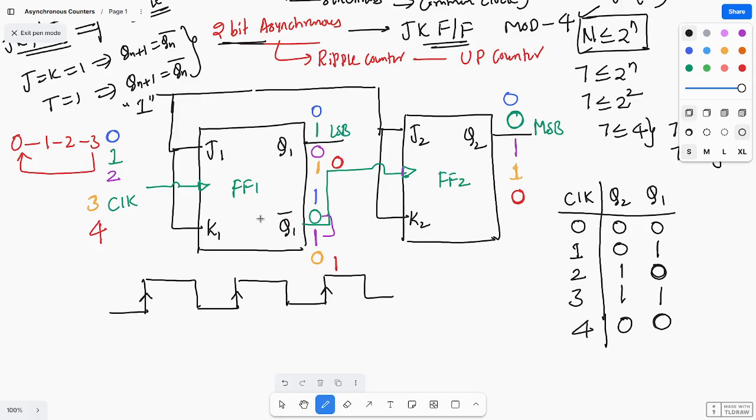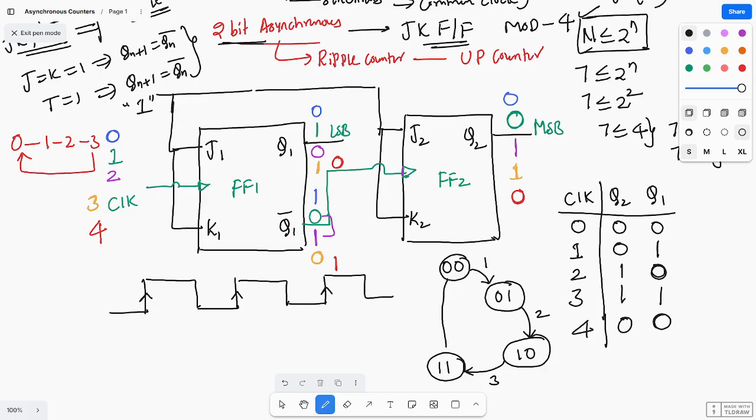How did you get it? If you draw the state diagram, the initial state is 0 0. At the first clock pulse, it goes to 0 1, the next state. At the second clock pulse, it changes from 0 1 to 1 0. At the third clock pulse, it changes to 1 1. At the fourth clock pulse, it comes back to the initial state.